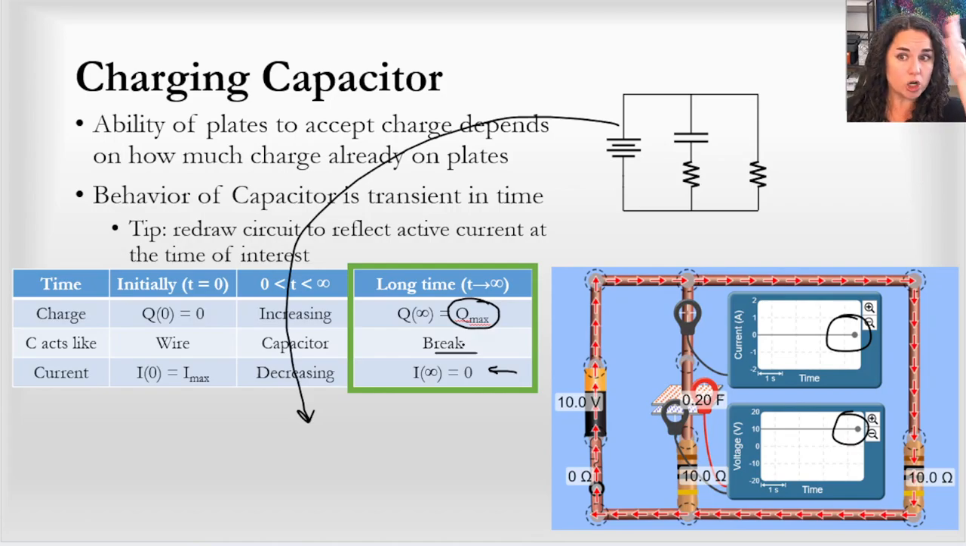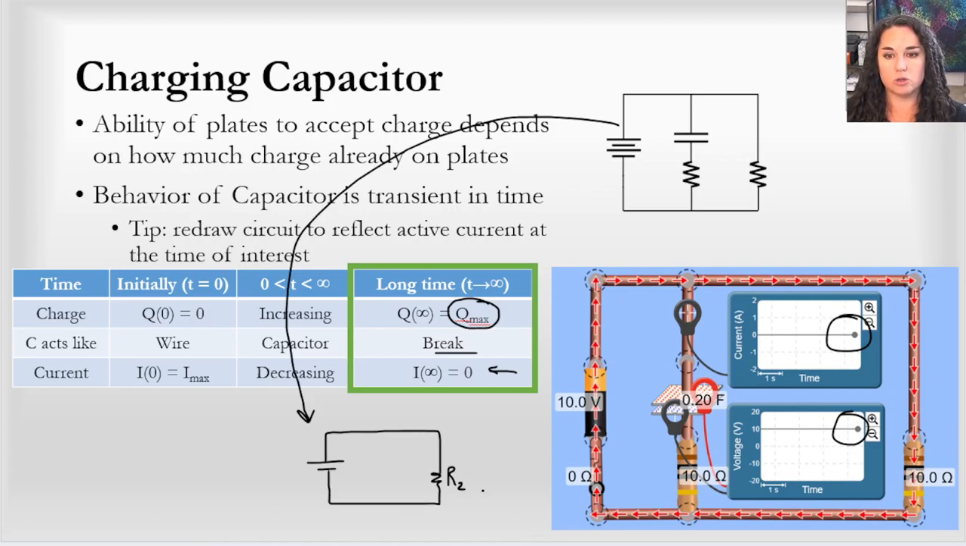It's not letting any current get through that resistor in that branch either. So if I redrew this circuit, the current is flowing only through that outer branch with that R2. There's nothing in the center. So a problem may ask you, what's the current through the battery after a long time?